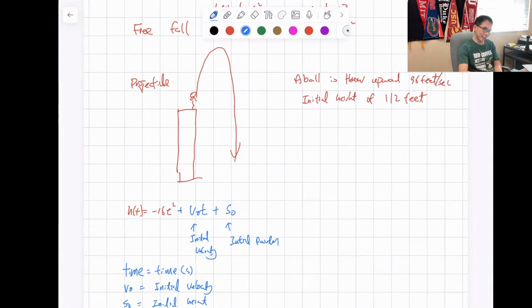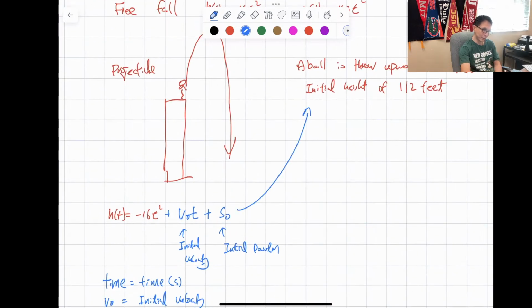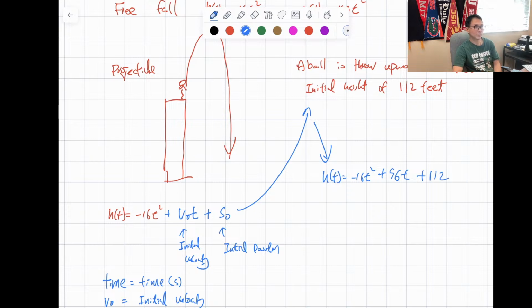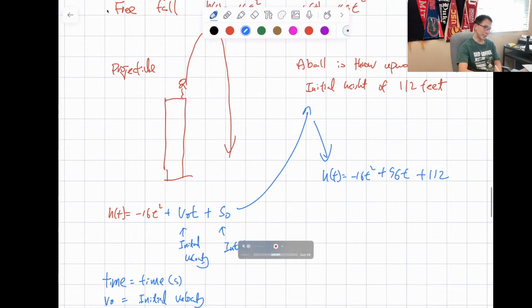So I'm going to write this in terms of this equation and apply it here. What will be the equation of h of t? Well, that's going to be negative 16t squared. What's the initial velocity here? 96t. Is that okay? Samuel, are you paying attention? Plus 112. So this becomes my equation.